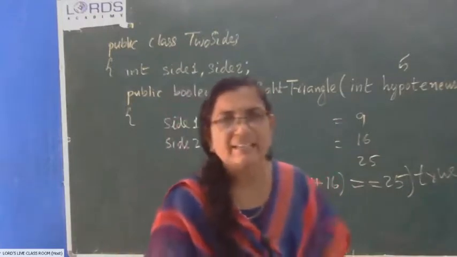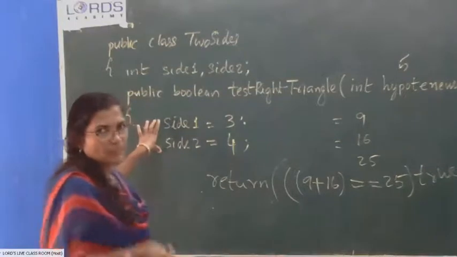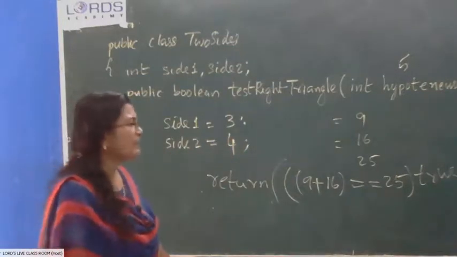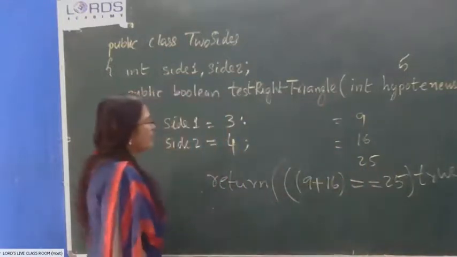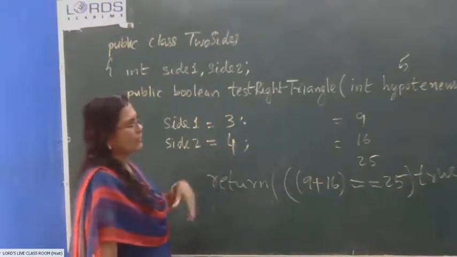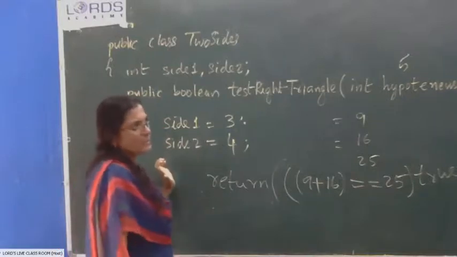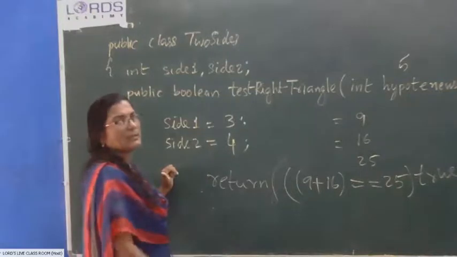So did you understand? You have to include 2 statements in this method, then only it will work. And you can provide any value, and depending upon the values you provided, it will give you true or false. If you give 1, 2, 3, it may be 1 square plus 2 square, 1 plus 4, 5, and 3 square is 9.